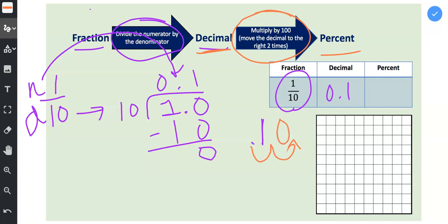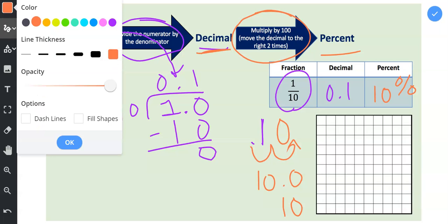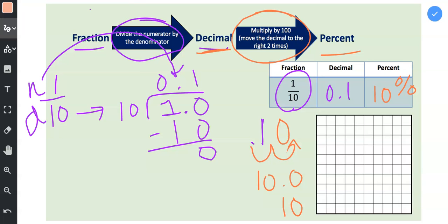I have an open spot, so I'm going to put a 0 in. And this becomes 10 with the decimal on the end, which is the same as 10.0, which we would just say is 10, and we add a percent sign, 10%. Then I would shade in, using my highlighter, 10%. So that means 10 per 100. So 10 for every 100.